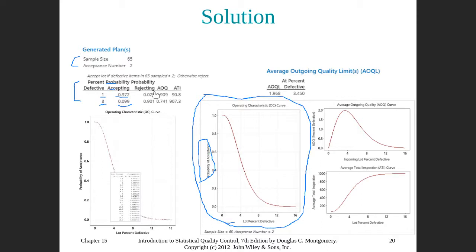The average outgoing quality after the inspection, when you have a percentage defective of 1%, is going to be 0.9. And if you have a percent defective of 8%, you will have an average outgoing quality after inspection of 0.74 or 74%.